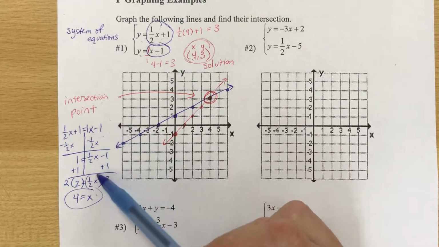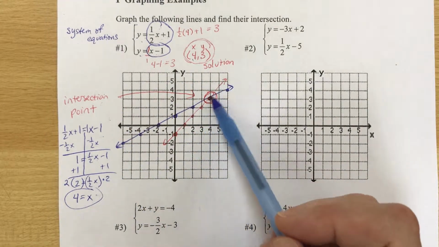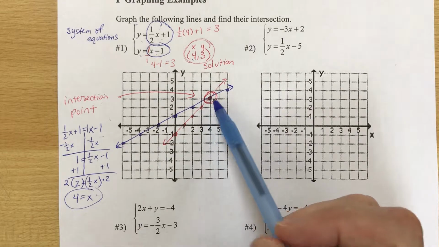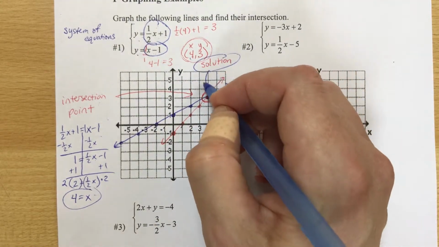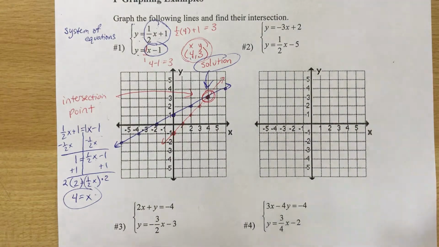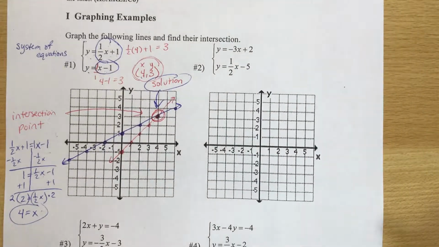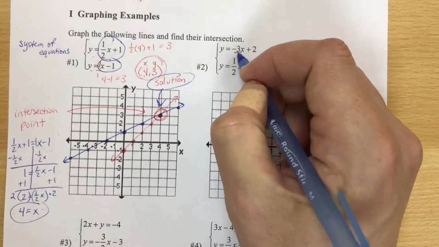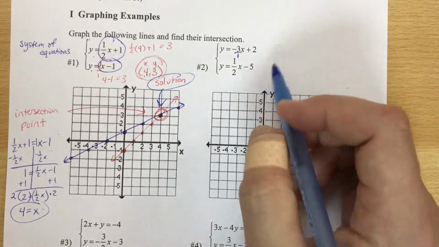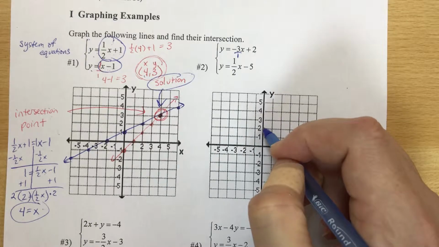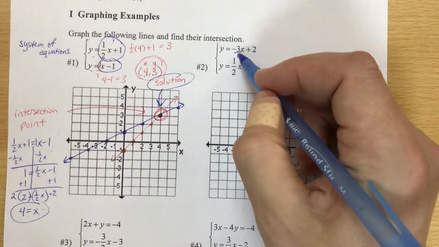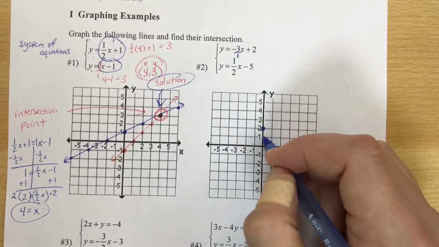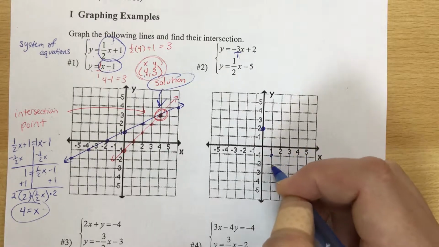So I can solve these algebraically, but for today we're going to solve it by graphing and finding the intersection point. So the intersection point is the same thing as the solution. So let's take number 2. And we'll see again if we can find where the lines cross, where they intersect. The y-intercept is at 2. The slope is negative 3 over 1, so that is down 3, right 1.